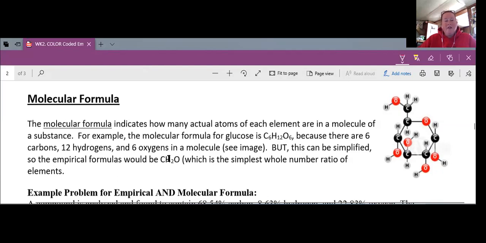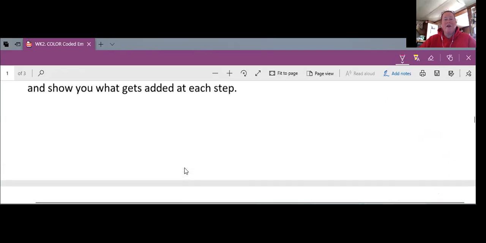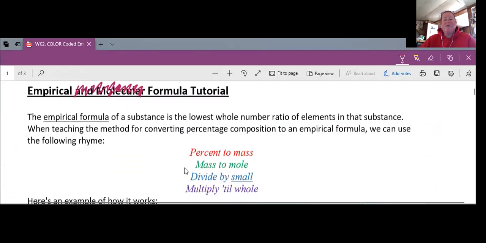Now, an empirical formula is the lowest whole number ratio of a compound. Since these numbers are all divisible by 6, the empirical formula for this is going to be CH2O. So our goal is to use percent composition of each element in a compound to get to this value. So let me just go back up to the top of this tutorial and remove my face from that.